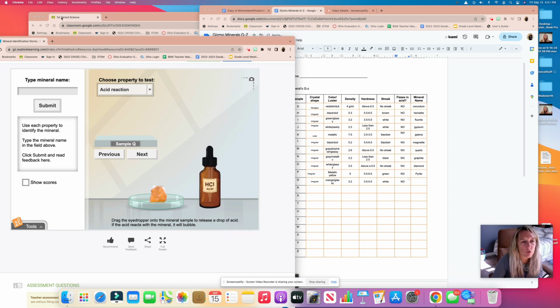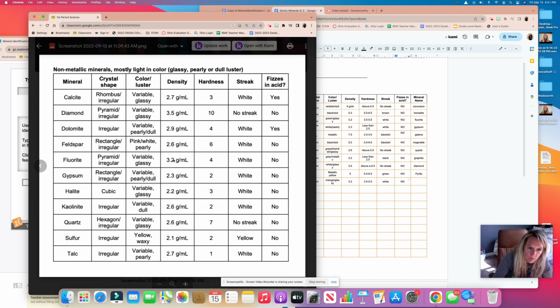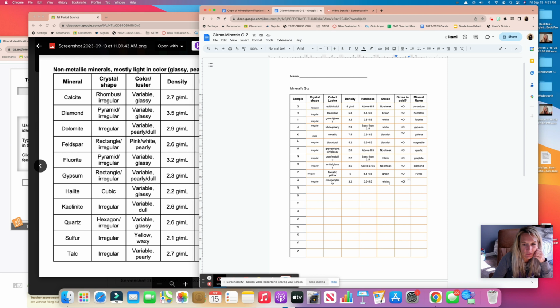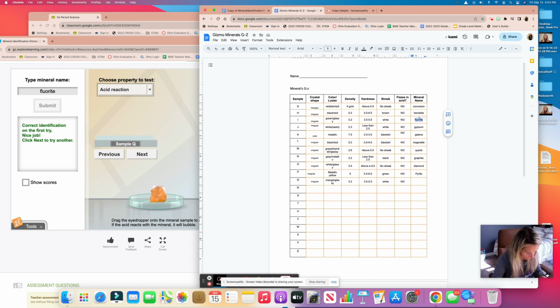All right, so we're going to go over here. We're going to see a density of 3.2. I see none on the first page. I see one right here with fluorite. Is it irregular, glassy, but it could be different colors? Does it streak white and not react with acid? Yes, it does. So let's try that. Okay, and we got it. Now we did already do fluorite, but fluorite comes in different colors, so I think they were just trying to make that point with you here, and they look different.